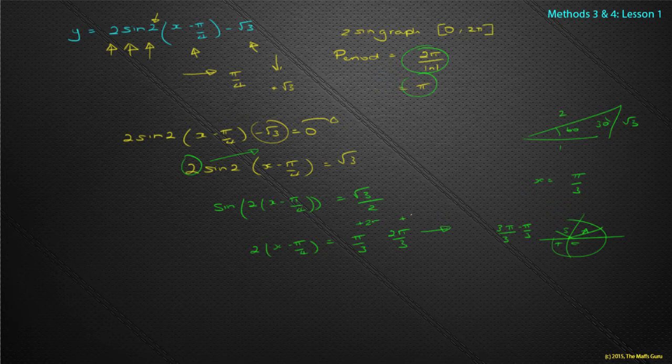Are there more? Yes, there are more, because remember, our period has changed. There would be another two solutions, but for brevity, I really don't want to solve the whole problem. I just wanted to give you an idea. But what we would do to each of the values pi on 3 and 2 pi on 3 is add 2 pi to get the next two values. Once having those four values, I would divide by 2, I would add the pi on 4, and that would give me my four values of x.